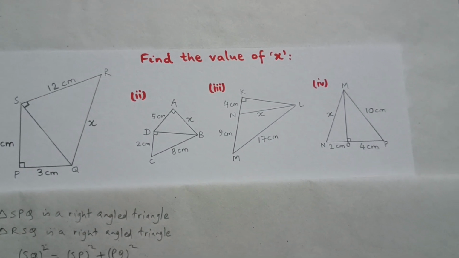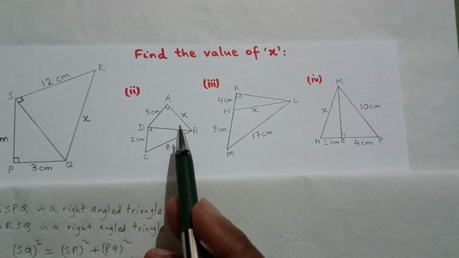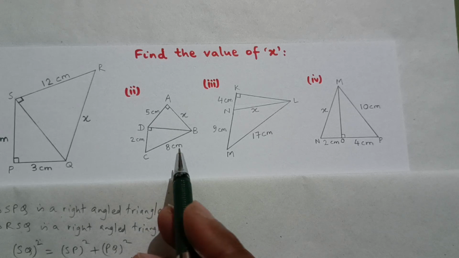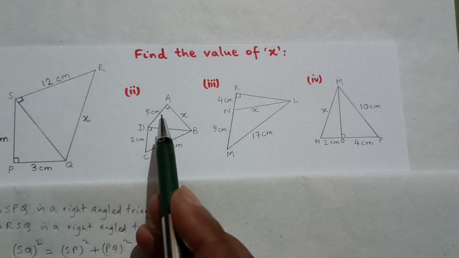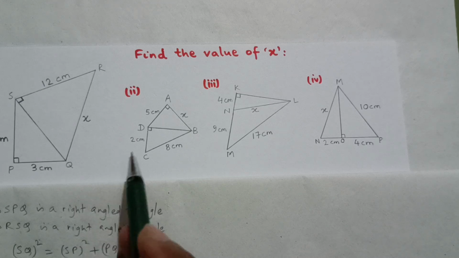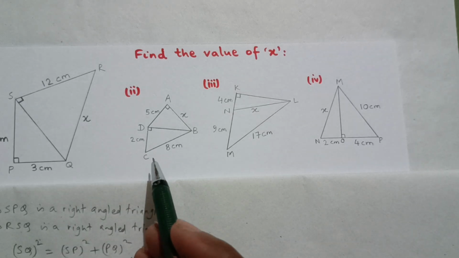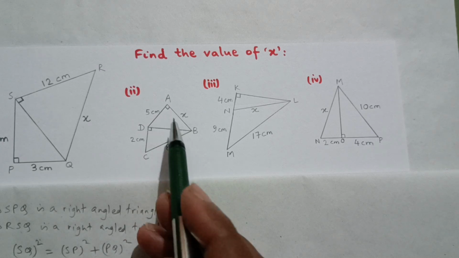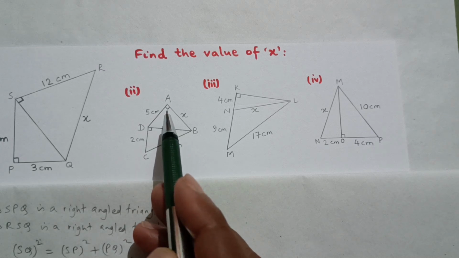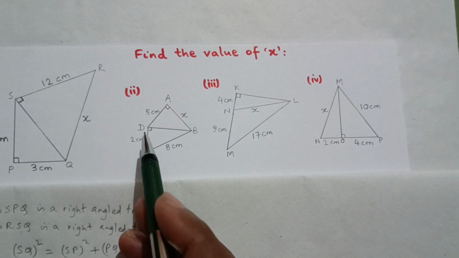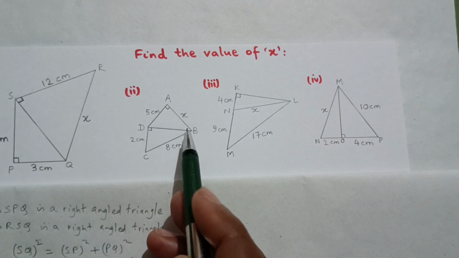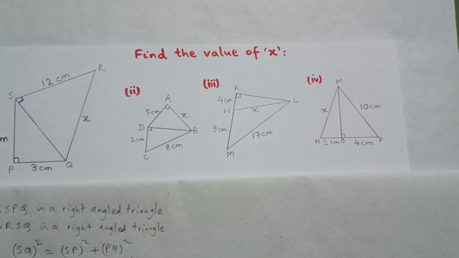Now let us go to question number 2. In question number 2, we have been given this diagram and we have to find out the value of X. Here AD is 5 centimeter, DC is 2 centimeter, CB is 8 centimeter. Angle DAB is 90 degrees and angle CDB is 90 degrees. We have to find the measure of side AB, that is the value of x.